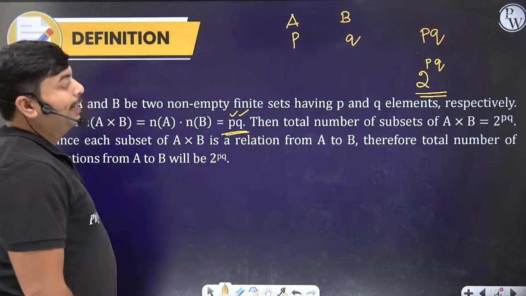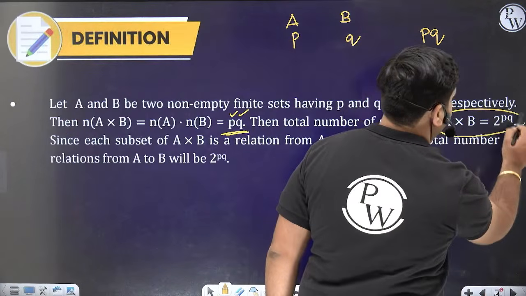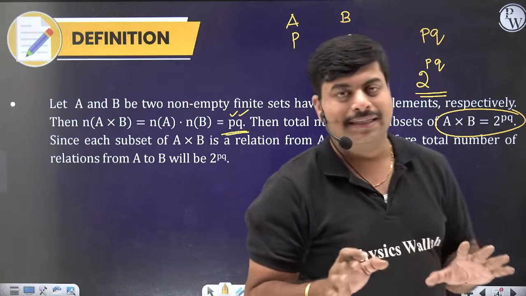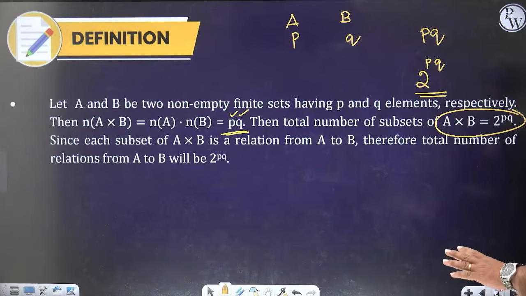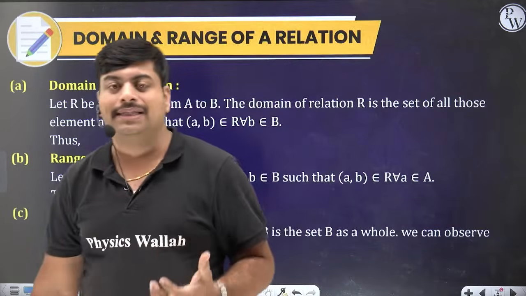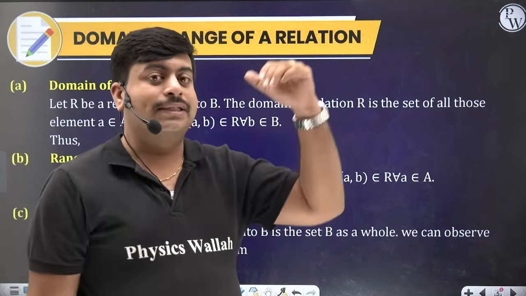So the total number of relations we'll be having is 2 power pq. I hope this is easily understandable for you, right? Okay. So what is the domain of a relation? What is range? What is codomain? The same set of things we'll also discuss for function.